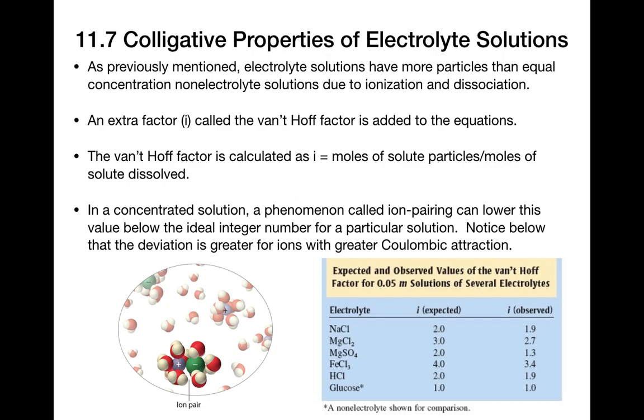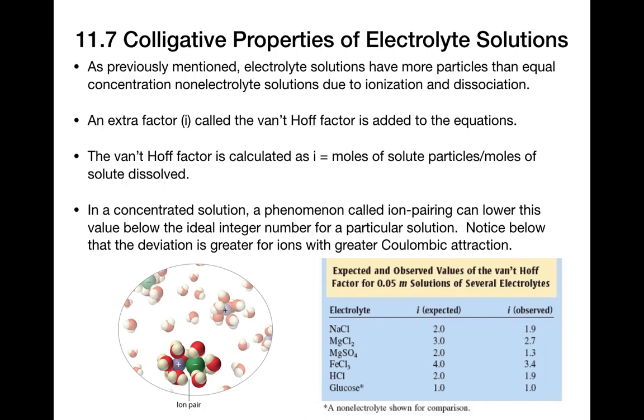You can see the ion pairing is greater when you have particles that have higher ionic charge and smaller size. In other words, if the ions are more attracted to each other, they're more likely to do the ion pairing.